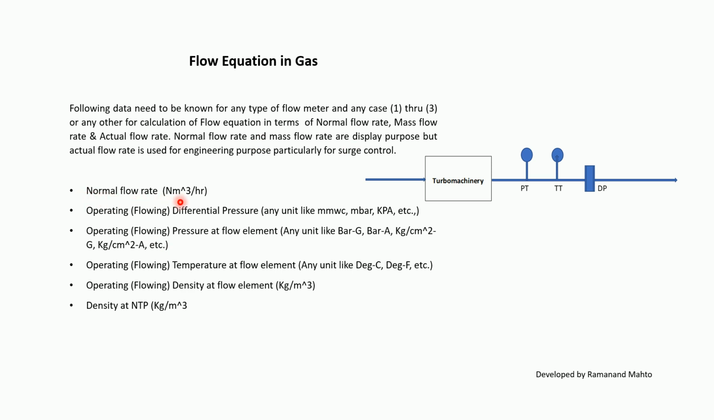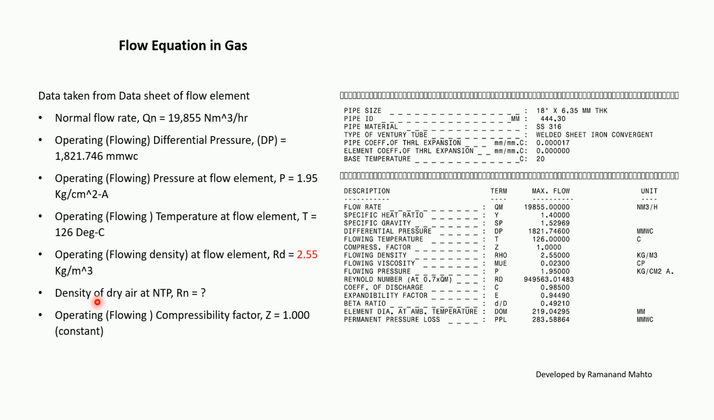One is the normal volumetric flow rate, so Nm³ per hour is required. Operating differential pressure, in any units like mm water column, millibar, kPa, etc., is required. Operating pressure at flow element, in any unit like bar gauge, bar absolute, kg per cm² gauge, kg per cm² absolute, etc. Operating temperature at flow element, in any unit like degree Celsius, degree Fahrenheit, etc. Operating density at flow element in kg per meter cube, and density at NTP. So these data are required for calculation of normal volumetric flow rate, actual volumetric flow rate and mass flow rate for any type of flow measuring device.